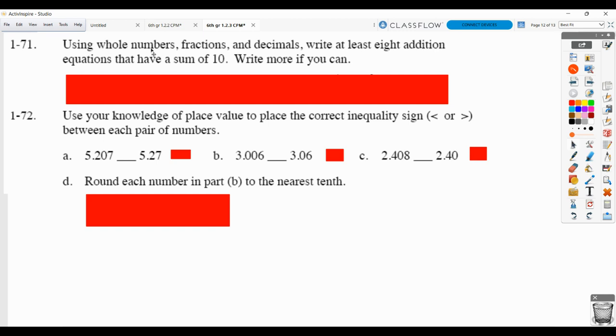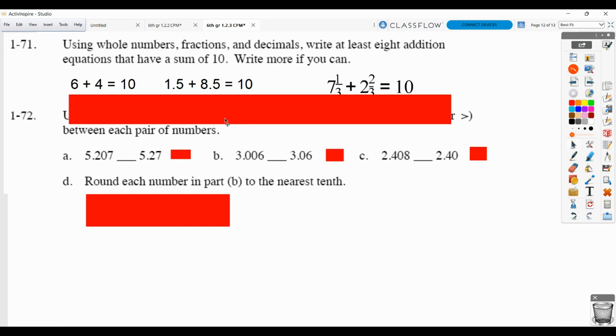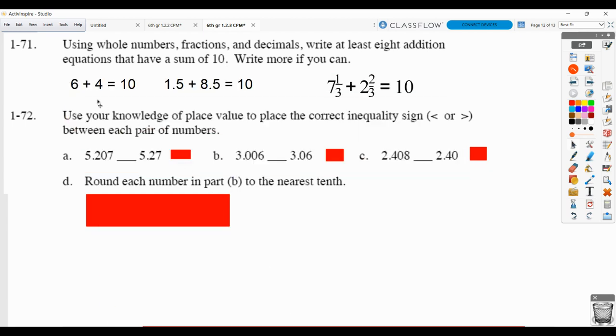Here they want you to use whole numbers, fractions, and decimals and write at least 8 addition equations that have a sum of 10. And of course, there's almost an infinite amount. So the ones I started with were 6 plus 4 would equal 10. 1 and 5/10 plus 8 and 5/10 would equal 10. 7 and 1/3 plus 2 and 2/3 equals 10. They wanted 8 of them, so you could come up with lots of other options as well.